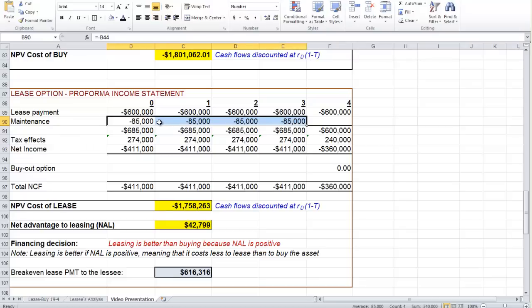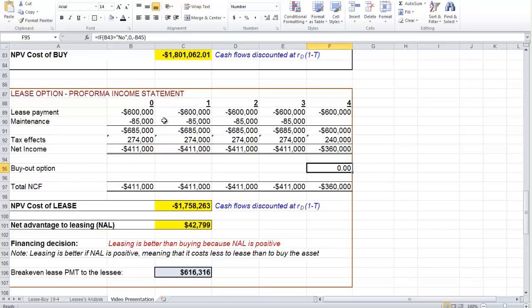So it's like an annuity due. Then you add them all up, and then you determine the tax effects, as I already showed, making sure to reference your tax rate cell with a negative, as you see right there. All right, and buyout option, no.